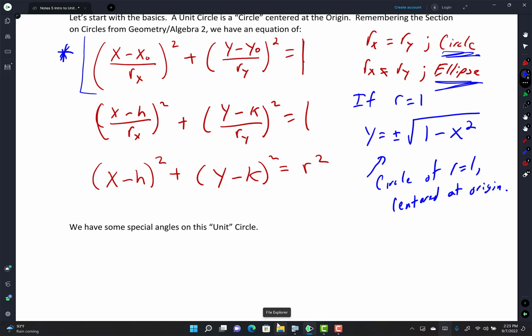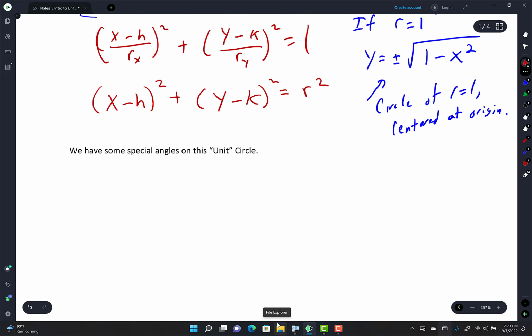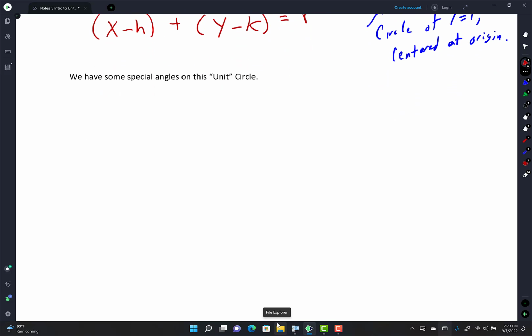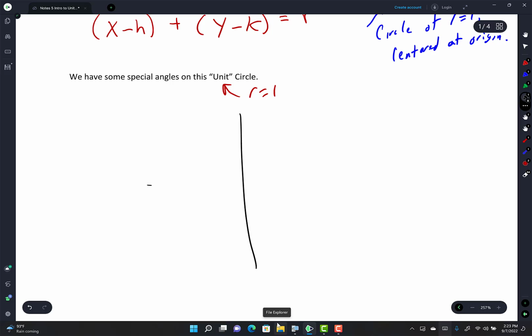Circle of radius 1, center at origin. All right, we have some special angles on the unit circle. Oh, by the way, why do they call it a unit circle? Because r equals 1, so it's 1 unit, the radius. And the special angles are these. So draw an x and y axis, and you don't have to be perfect. And then just draw a circle.